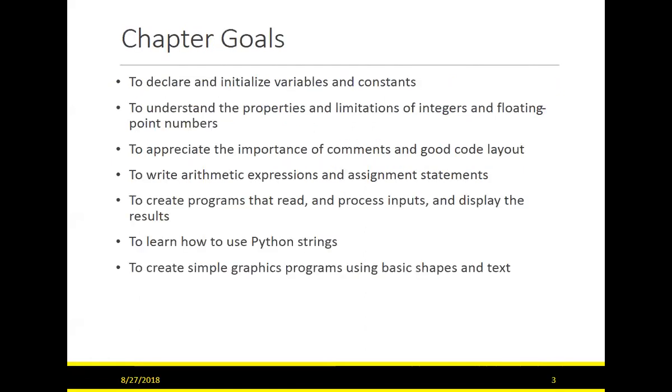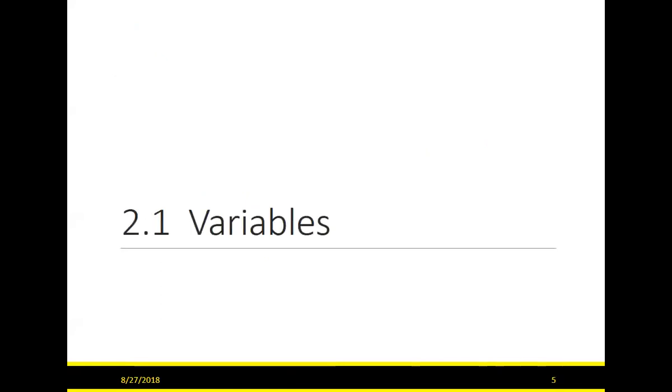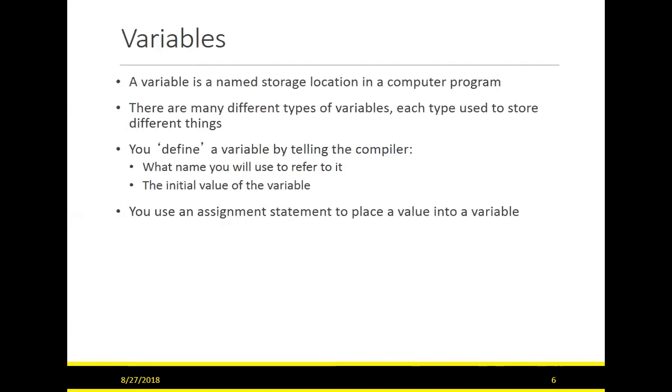Okay, so we're going to learn how to declare variables and constants. We're going to learn how to play with strings. We're going to learn how to play with numbers. We're going to learn good coding layout. So lots of different stuff. Okay, let's talk about variables first. A variable is a named storage location in a computer program. So if we're going to store something somewhere, we're going to store it in a variable. Okay, we define it just by giving it a name.